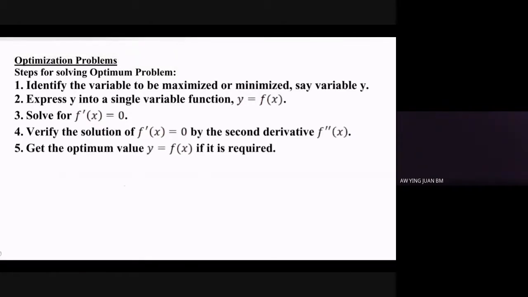For the problem, optimization problems. The following are the steps for solving optimum problems. Step number 1. Identify the variable to be maximized or minimized. Let's say the variable y. Express variable y into a single variable function, or we can say y as a subject. And for the right hand side, must be a single variable as well. Step number 3. Solve for f prime x equals to 0, or we can say, identify the critical numbers. Step number 4, verify the solution for f prime x equals to 0 by the second derivative test. Number 5, get the optimum value of y equals to fx if it is required.